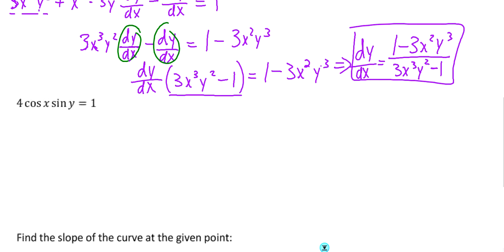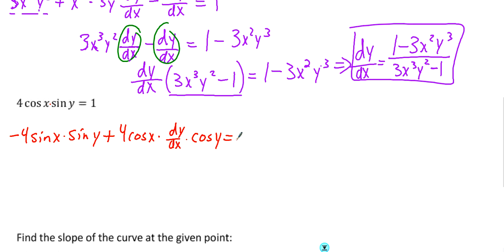Okay, so let's do one with trig in it. So 4 cosine x sine y. Again, I've got product rule going on here. Now the 4, you could do it either way. I'm going to keep the 4 with the cosine x to keep it easy. So the derivative of cosine x is negative sine x. So you get negative 4 sine x times sine y plus 4 cosine x times the derivative of sine y, which is dy over dx, the derivative of the inside, times the derivative of sine, which is cosine y, equals, and the derivative of 1 is 0.